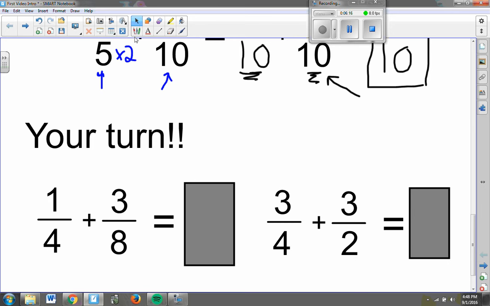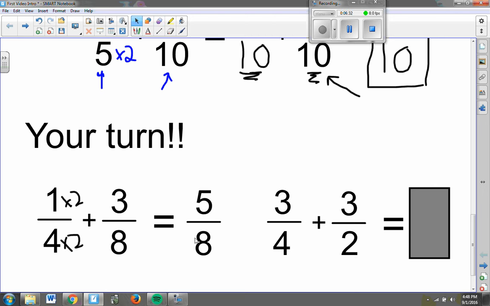Okay, this first fraction, we need to times the first fraction by 2 to turn the 4 into an 8. So I times by 2 and times by 2. 1 times 2 is 2. 2 plus 3 gives me 5. So I end up with 5 over 8 because the 8 stays the same on the bottom.